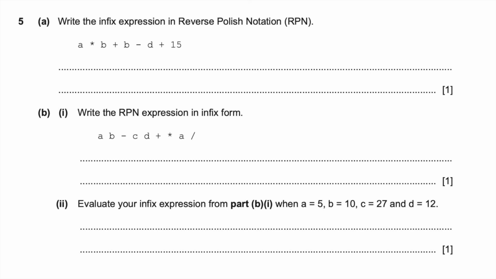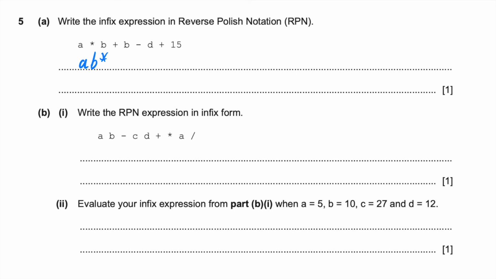Okay, so moving on. Right here, we've got a times b plus b minus d plus 15. So we're going to start from left to right. We've got a times b, so that means we probably want to do ab and then multiplication. And then we have plus b minus d. This one's actually a bit difficult. I know we got the first part right, ab star.